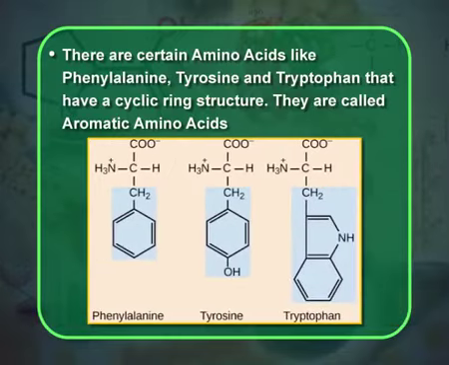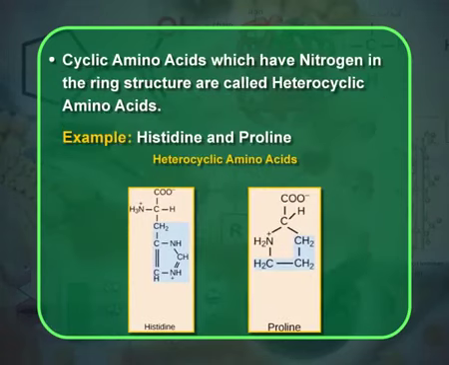There are certain amino acids like phenylalanine, tyrosine and tryptophan which have a cyclic ring structure. These are known as aromatic amino acids. Cyclic amino acids which have nitrogen in their ring structure are called heterocyclic amino acids. For example, histidine and proline.